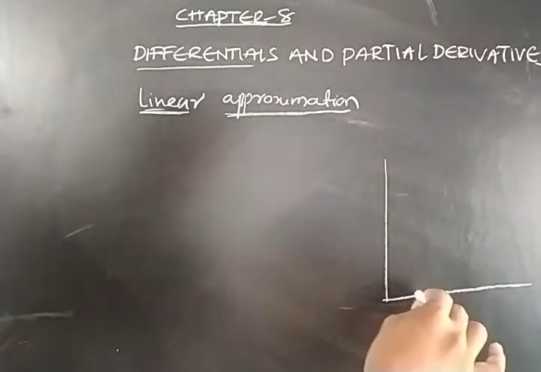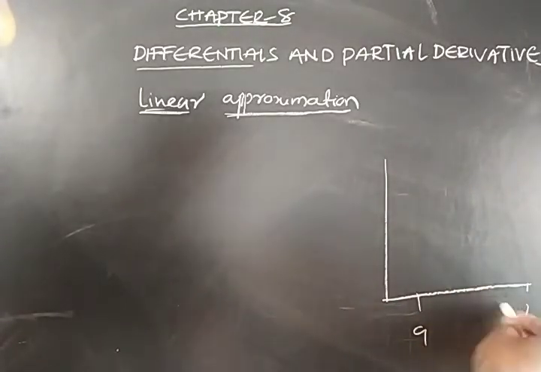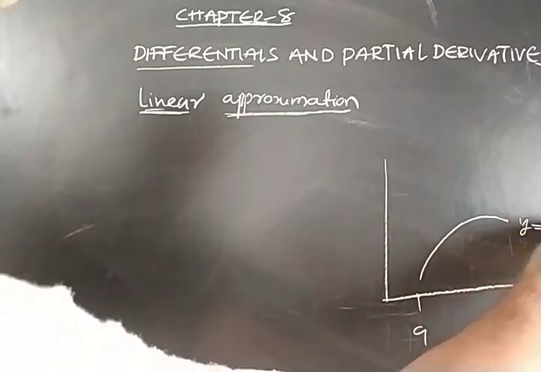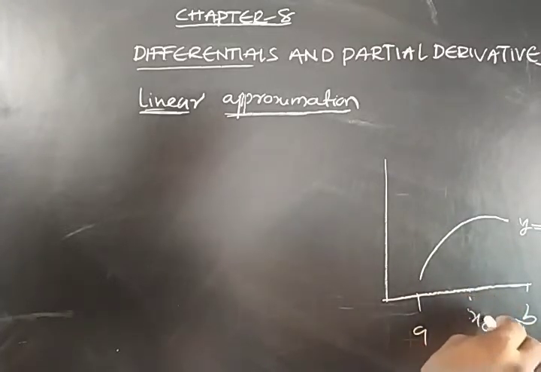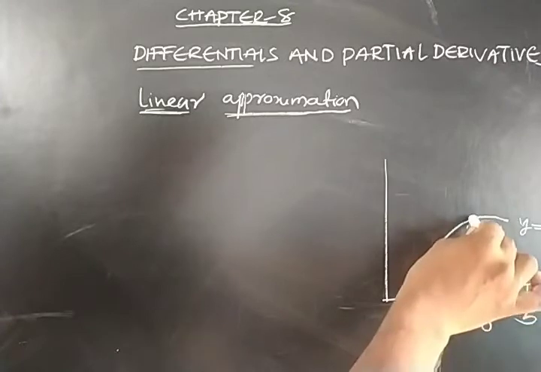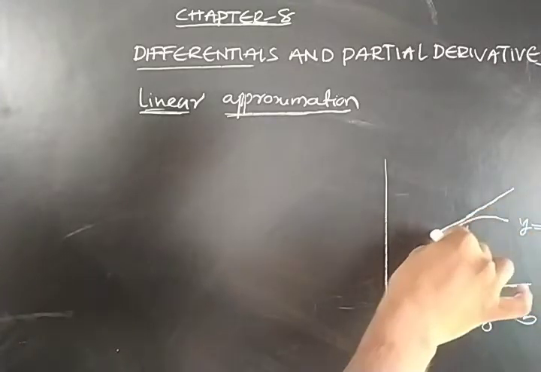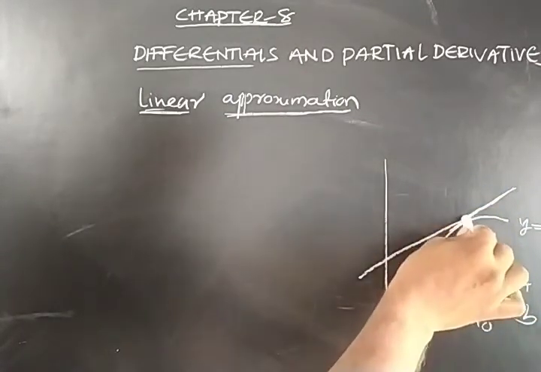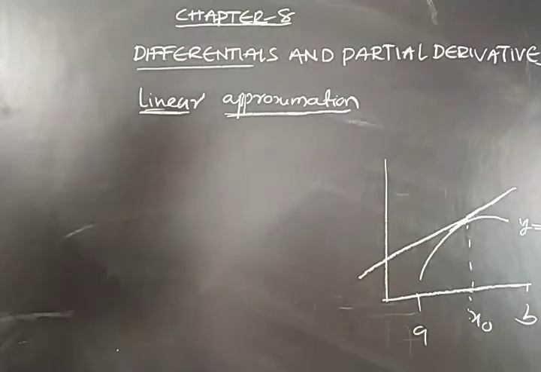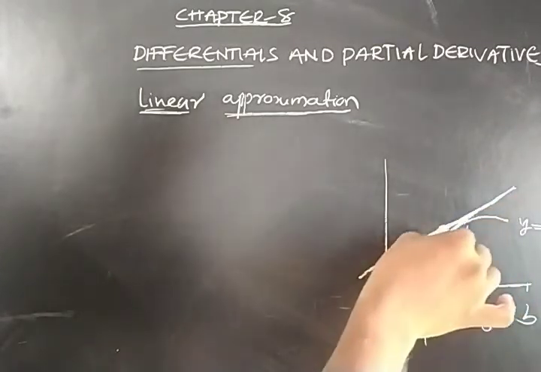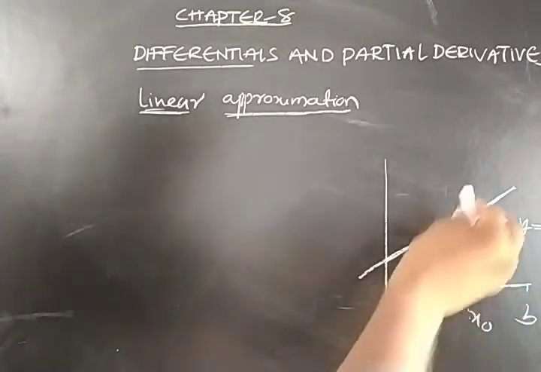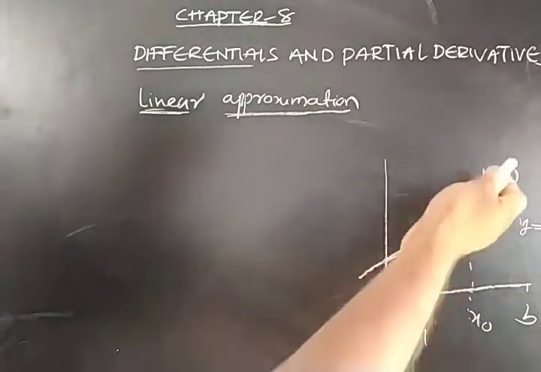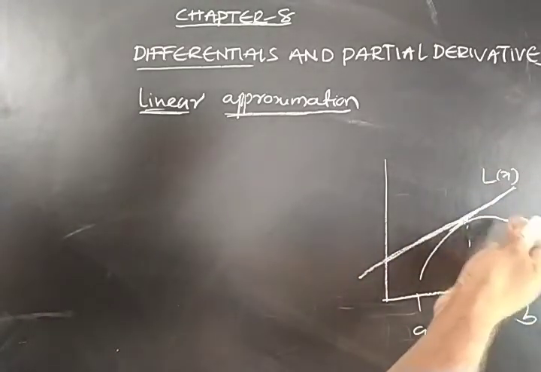For example, suppose I am taking, in the interval a to b, a function y equal to f of x. Suppose I take one point x naught between a and b, and at this point you draw the tangent. So this is the tangent line. At the point x naught, the function value and tangent value are approximately equal. So this tangent is known as the linear approximation of the function f of x. It is denoted by L of x, and it is used to find the function value near the chosen point x naught.